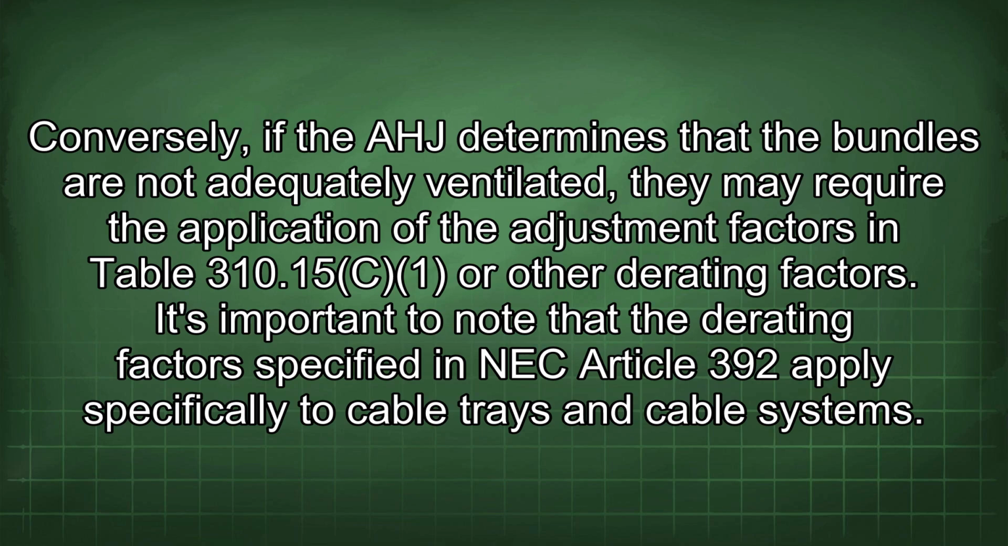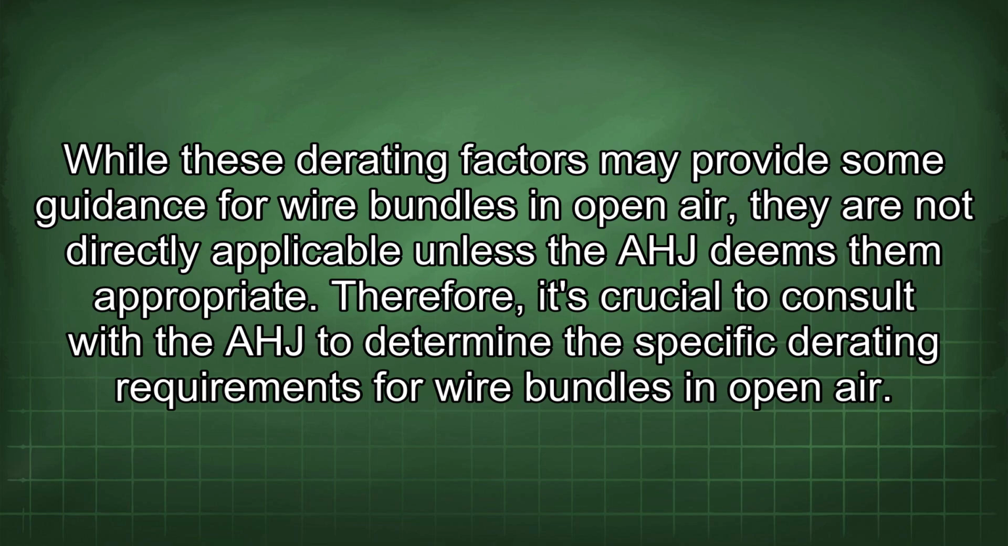Conversely, if the AHJ determines that the bundles are not adequately ventilated, they may require the application of the adjustment factors in Table 310.15 or other derating factors. It's important to note that the derating factors specified in NEC Article 392 apply specifically to cable trays and cable systems. While these derating factors may provide some guidance for wire bundles in open air, they are not directly applicable unless the AHJ deems them appropriate. Therefore, it's crucial to consult with the AHJ to determine the specific derating requirements for wire bundles in open air.